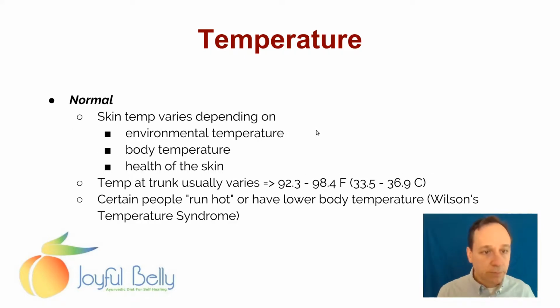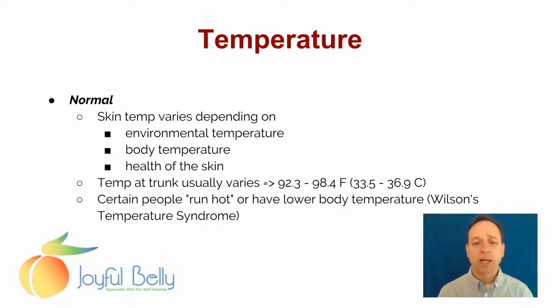So what about normal skin temperature? Well, normally skin temperature varies, and it varies depending upon the environmental temperature, the body temperature and the health of the skin. So the temperature in your chest area, or the trunk of the body, should be anywhere from 92.3 to 98.4. This is the temperature on the surface of the skin in the trunk. Now, obviously, if you're getting in the armpits and in other areas, it's going to be a little warmer because your body can retain heat in those areas better.